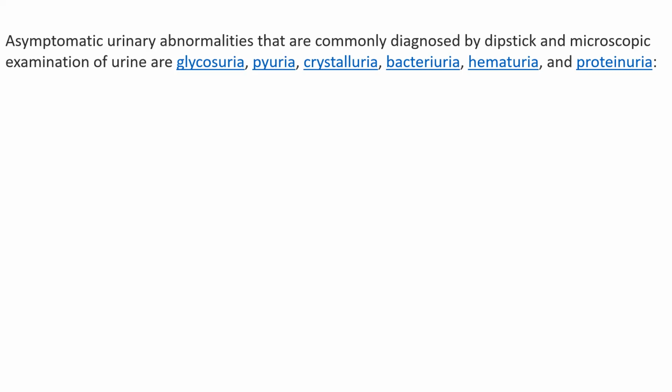So do you have any idea what is glycosuria? Any one of you? Glycosuria, anyone? If not, we will keep on explaining. No, ma'am. Okay. Glycosuria means when there is the presence of an excess amount of sugar in your urine. Understand? When we excrete so much sugar in our urine, that is known as glycosuria.